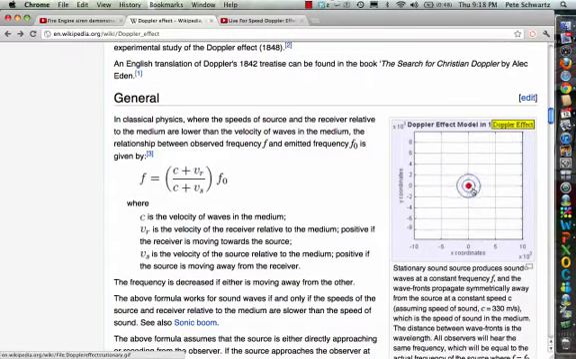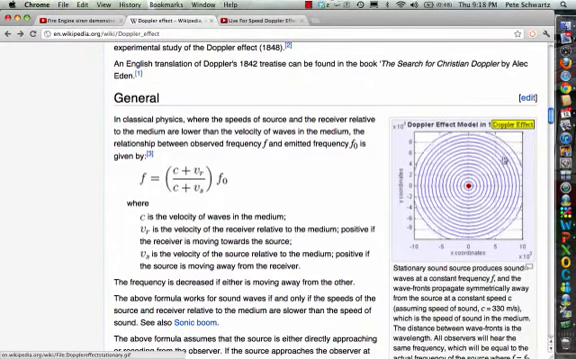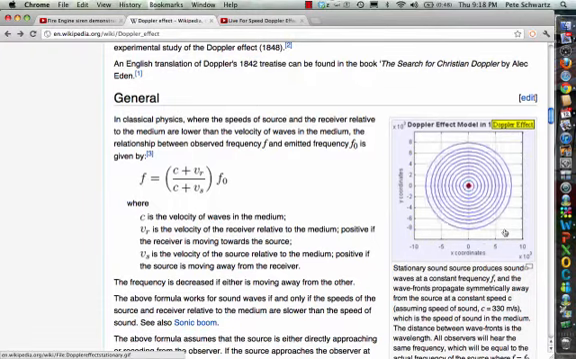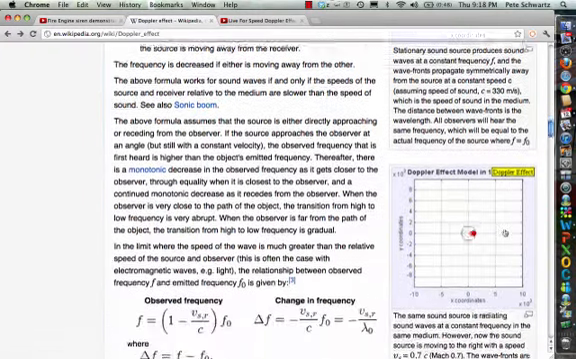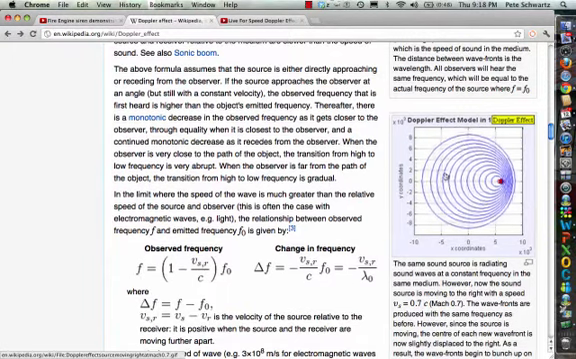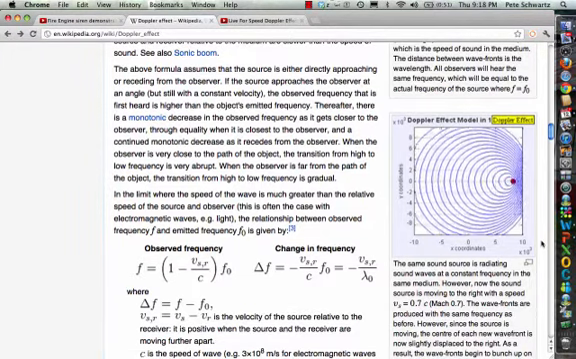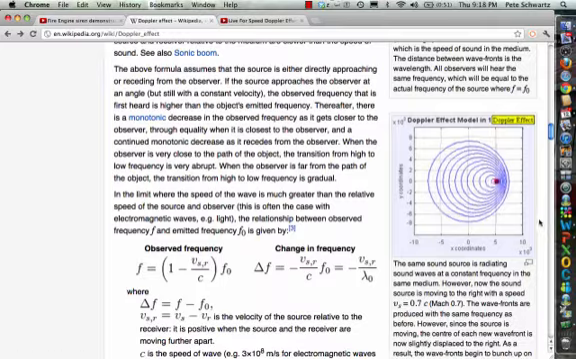And so here we go. We have a source of waves. It could be light waves or sound waves moving off in all directions at equal speeds. But when the source is moving, the wavelength is much larger behind than it is in front. You can think of the waves as getting crunched up in front and spread out behind.